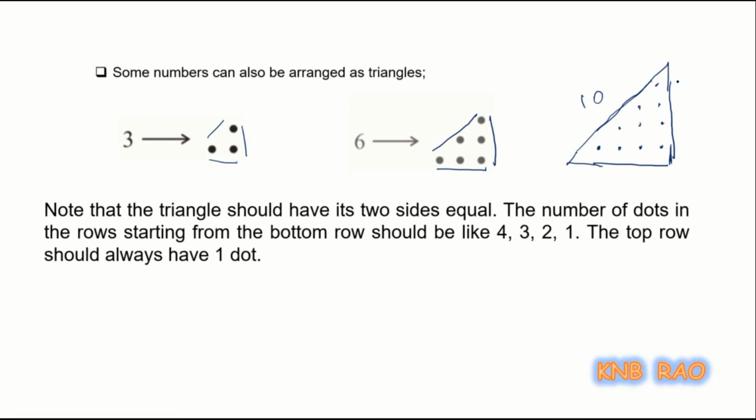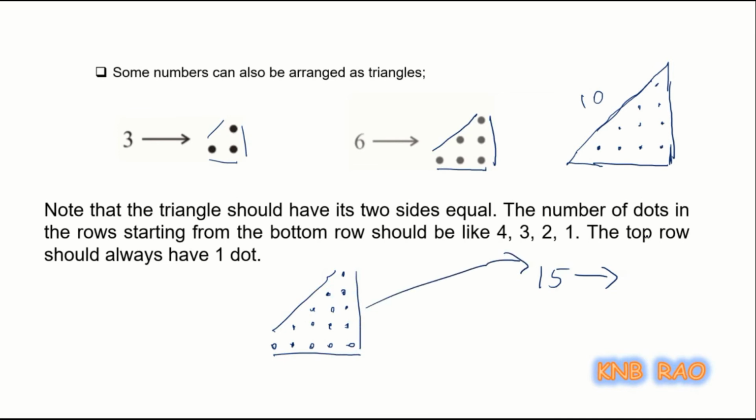So children, what will be the next number? Can you tell me? What will be next to 10? Next to 10 must be 15. How? 5 dots, 4 dots, 3 dots, 2 dots, 1 dot. Now it is forming a triangle, 5 dots in each side. Okay, this is how this could be. So only some numbers can be arranged as triangles.